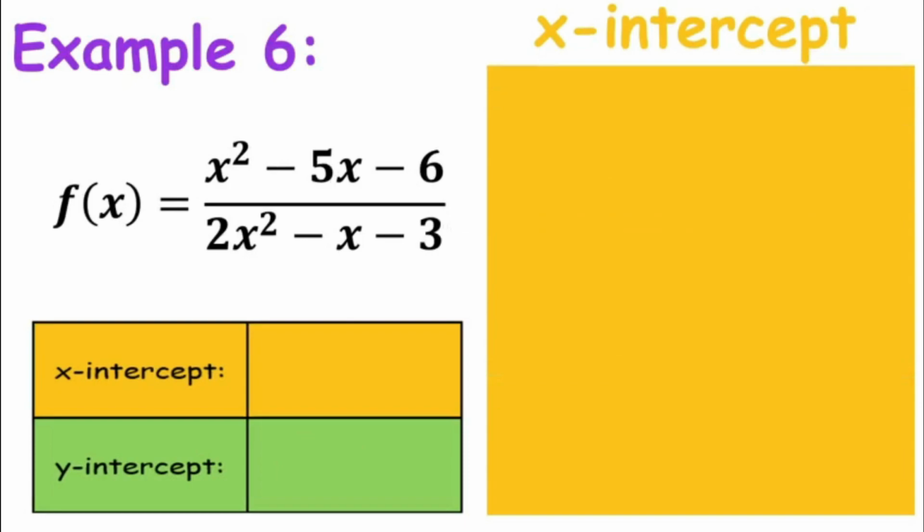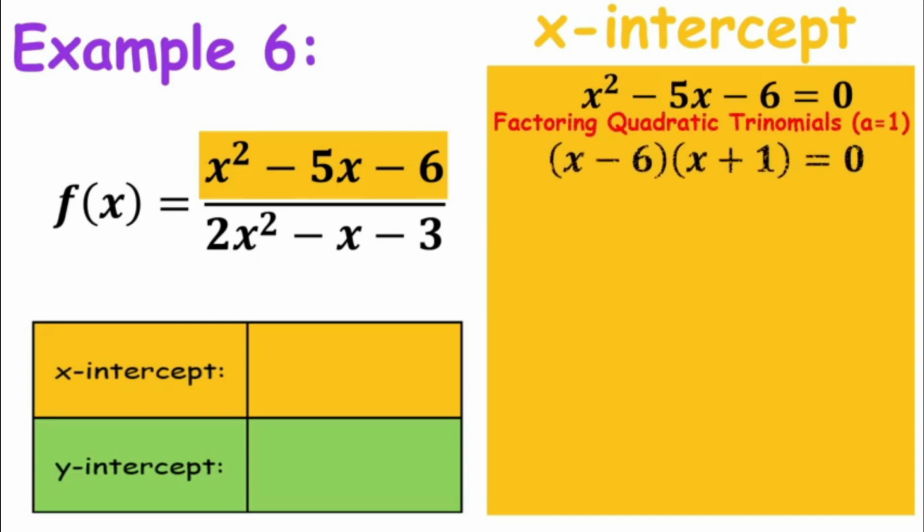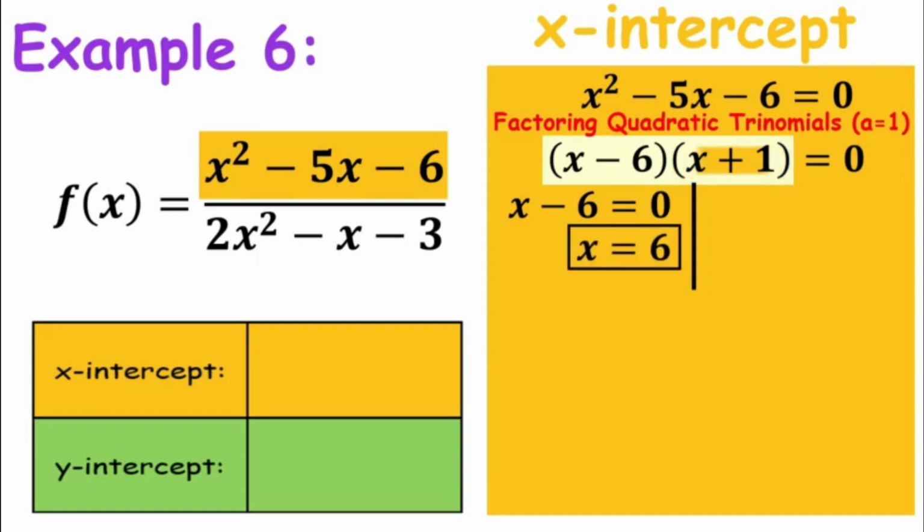Example 6. The numerator is x squared minus 5x minus 6. x squared minus 5x minus 6 is equal to 0. The quadratic can be factored into x minus 6 times x plus 1. First, we have x minus 6. x minus 6 is equal to 0. Transpose negative 6, we get x is equal to 6. Next, x plus 1. x plus 1 is equal to 0. Transpose positive 1, we get x is equal to negative 1.